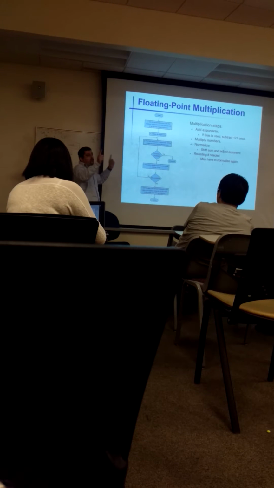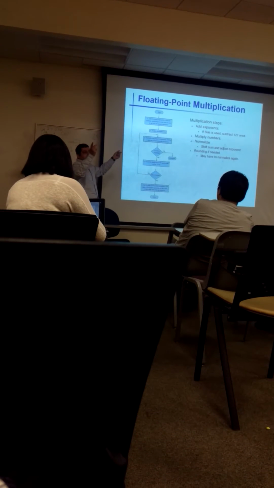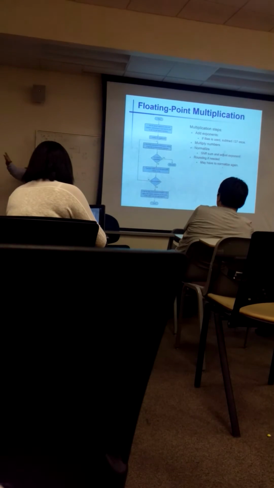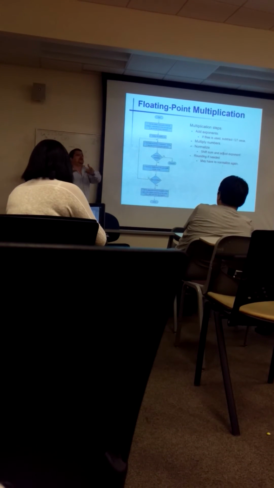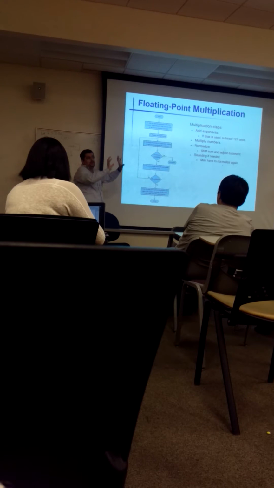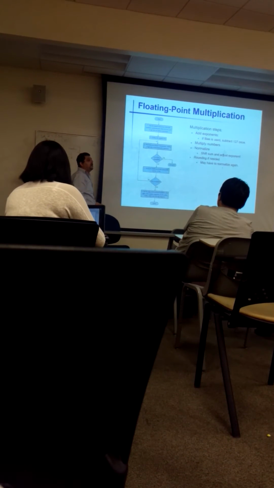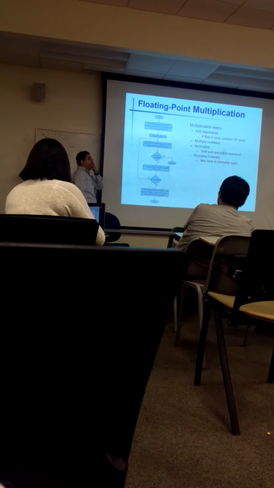Because when you multiply 2 numbers, what's going to happen to the exponents? You add them. You add the exponents. So you don't have to align to match the exponents. Because you are adding the exponents. And then you multiply the fractions. So the alignment is not there now. Okay, so we are relieved from the alignment.